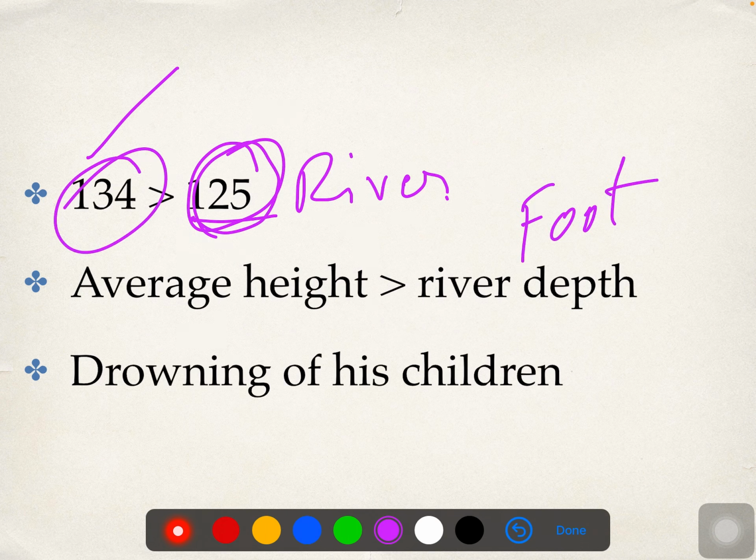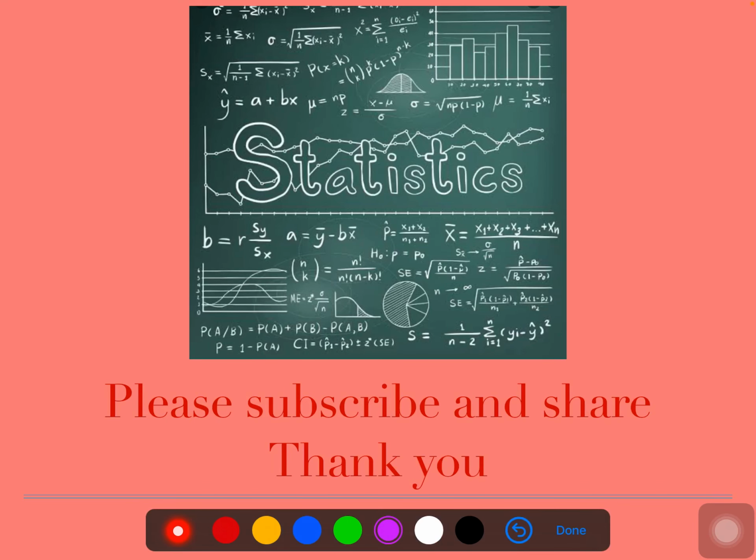Their height was lesser than the depth of the river. So this example proves that common sense must be used while applying statistical tools. He and his wife could cross it easily, but for his 2 children, you cannot use the average height. You have to see their own individual heights. By seeing this, we get to know that common sense is really very important when you use any statistics or methodology.